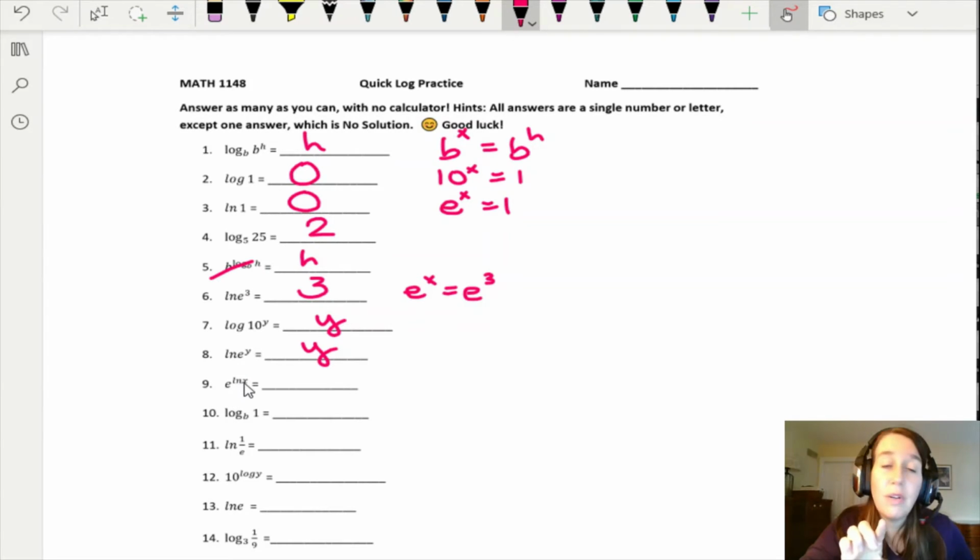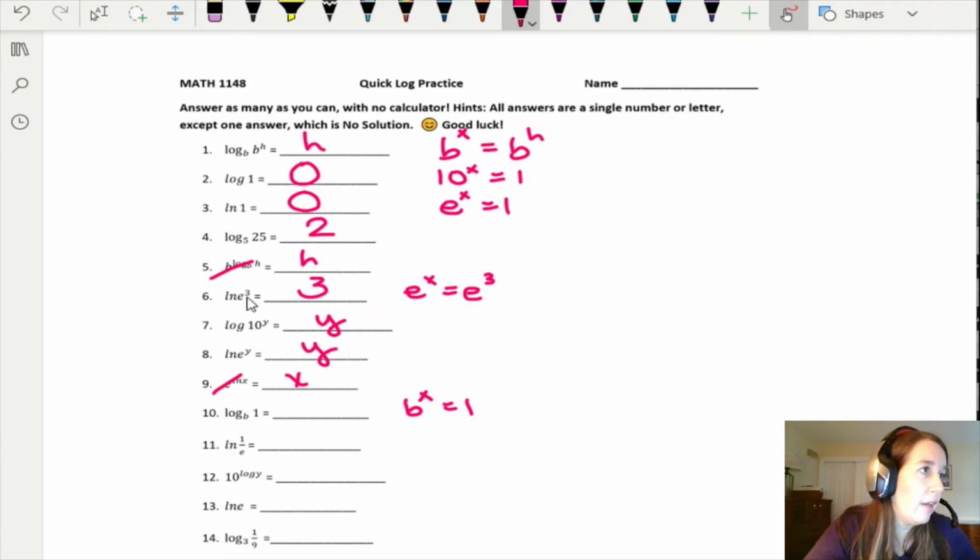Now we have that whole base raised to an exponent that is a log, right? And the natural log means the base is e. So these will undo each other for an answer of x. This is the base b. What exponent goes on b to make 1? Okay, we've done a couple of those. That was like number 2 and number 3. That exponent has to be 0. b to the 0 power would be equal to 1.